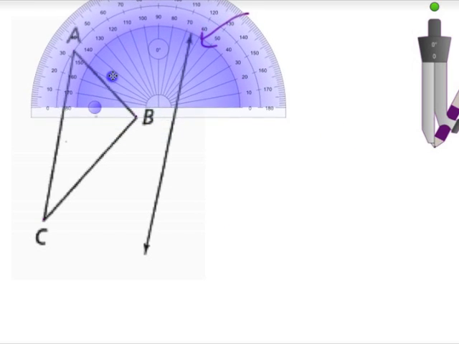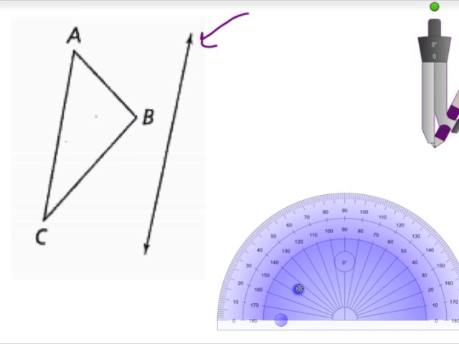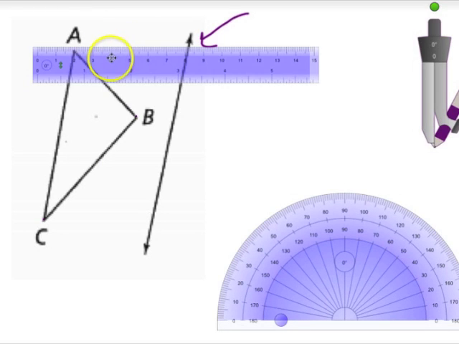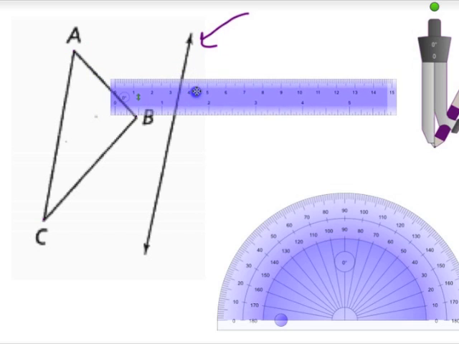So let's start with B. In fact, I don't even want to use that. I want a ruler. So there's actually a few different tools. Now you can use your protractor to do this. It's just harder for me to use it.